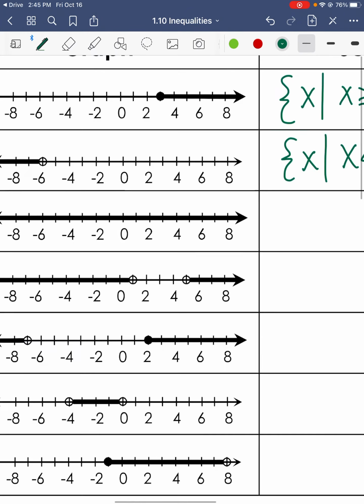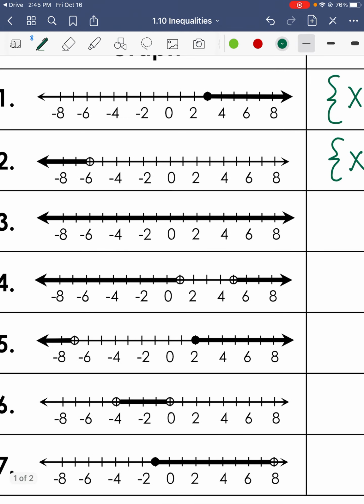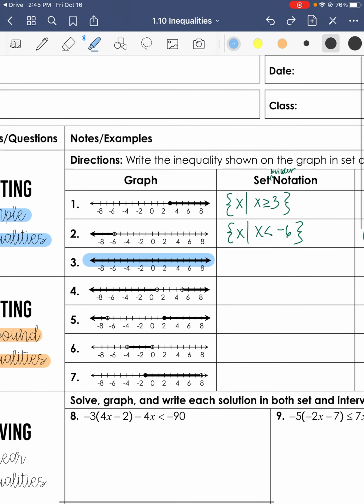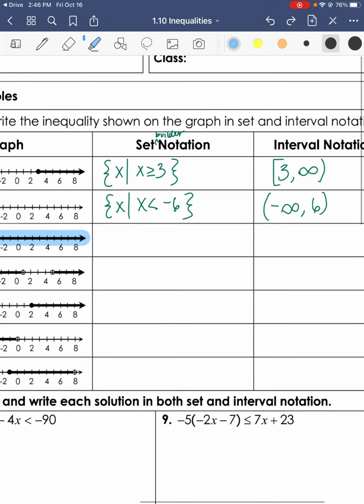Okay, set builder notation for the graph of number 3. The graph of number 3 is showing that we're covering all of these numbers, with the arrows extending in each direction forever. So the way that we would say this would be all real numbers. If we get a solution that's all real numbers, this is what the graph looks like.